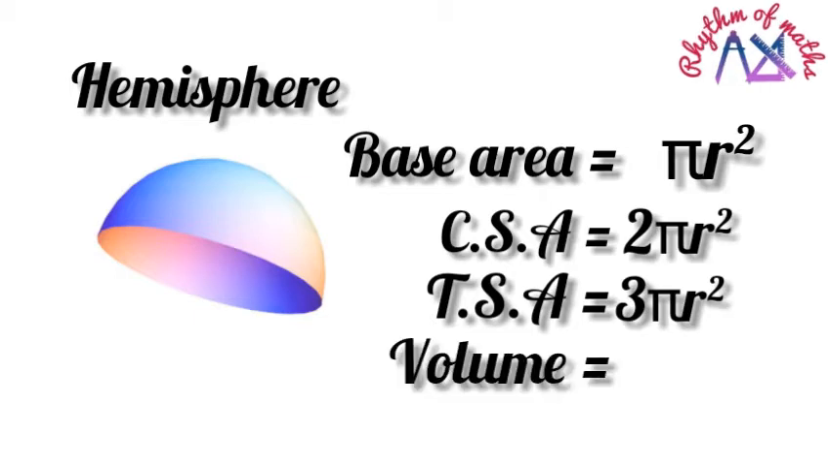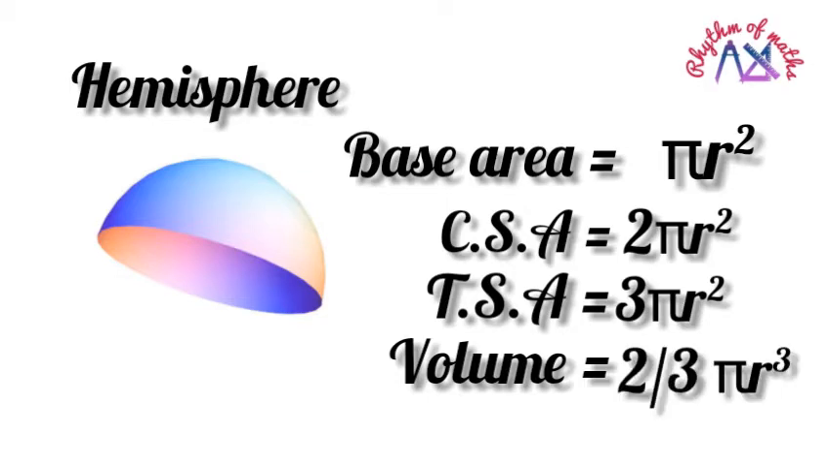Now next is volume. The volume of a hemisphere is half the volume of a sphere. 4 by 3 pi r cube is the volume of a sphere, so the volume of a hemisphere is 2 by 3 pi r cube. You can compare and learn. Base area is pi r square, curved surface area is 2 pi r square, total surface area is 3 pi r square, and volume is 2 by 3 pi r cube.